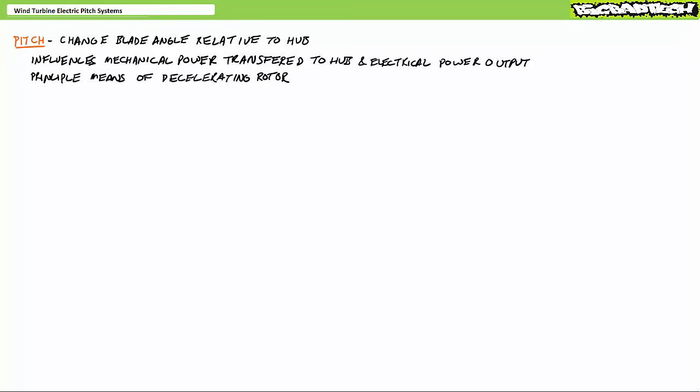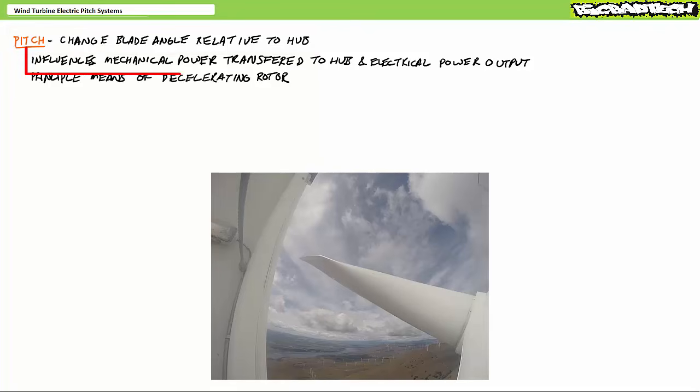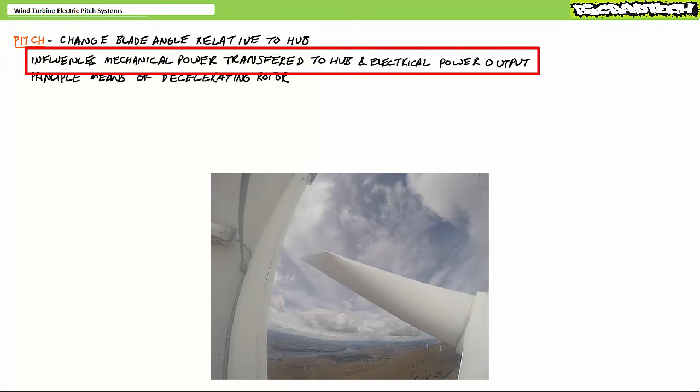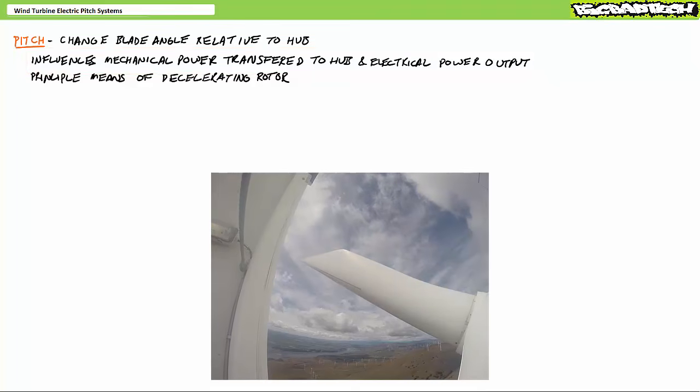Let us begin. Viewers will recall that the act of pitching rotates the blades relative to the hub, which changes the shape of the airfoil exposed to moving wind, thus influencing the amount of mechanical power transferred to the main shaft, thus influencing the electrical power output by the generator. Generators operate at peak efficiency inside a given rotational speed range, and it is largely the responsibility of the pitch system to keep rotational speed inside that range despite variations in wind speed.